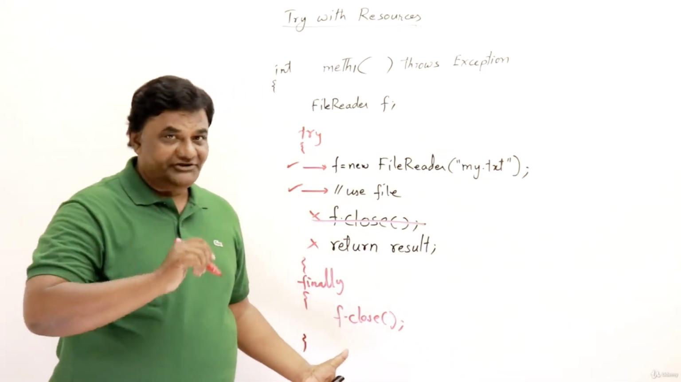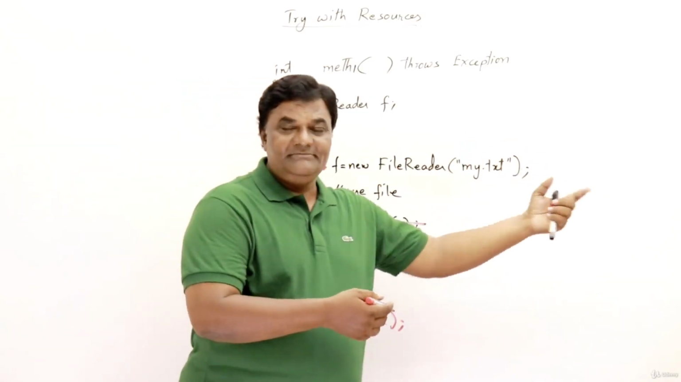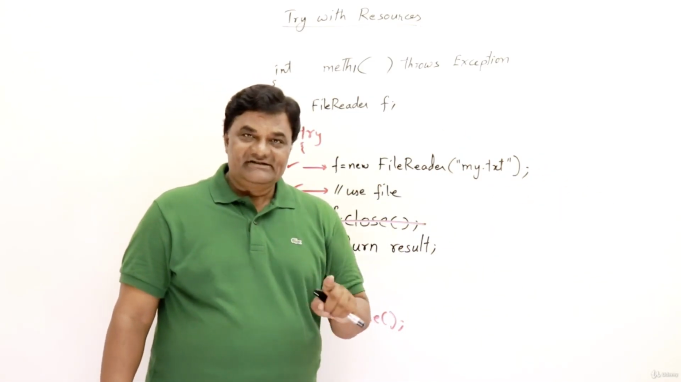So this will definitely get executed, right? Because finally is there, and return means going to the calling method. Before going there, first it will close this one. This is in case of no exception.